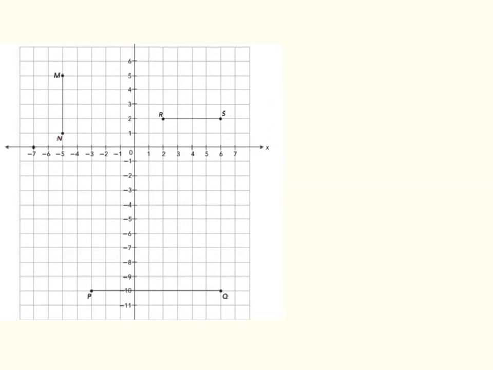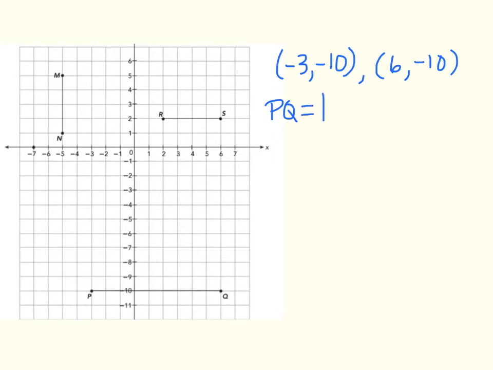Let's take a look at this last line segment, PQ. Line segment PQ joins points P, which is at negative 3, negative 10, and point Q, which is at 6, negative 10. Since the y-coordinates of P and Q are the same, we know PQ is a horizontal line segment. So let's use that formula. PQ is going to equal the absolute value of the x-coordinate of P plus the absolute value of the x-coordinate of Q.